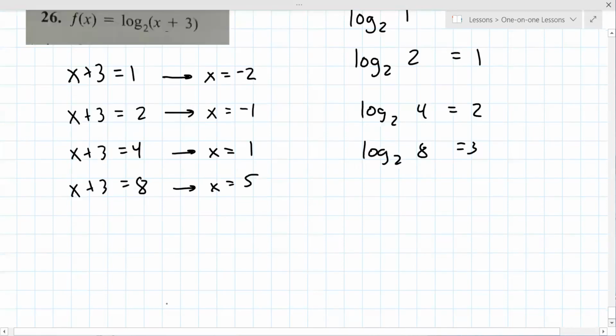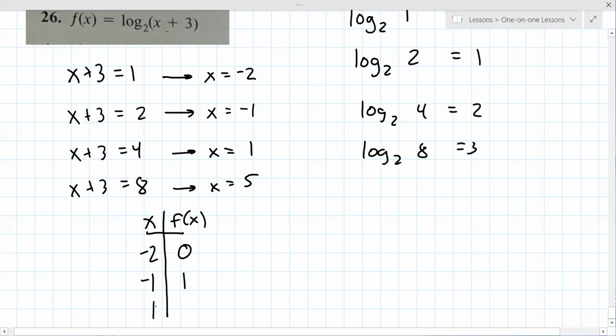We're going to make a table here. Your x values are these ones over in this column, so minus 2. Minus 2 plus 3 is 1. What is log base 2 of 1? I've hidden it, but it's over here. Log base 2 of 1 is 0. Now I'm going to grab negative 1. What is negative 1 plus 3? It's 2. What is log base 2 of 2? It's 1. Log base 2 of 4 is 2. Then log base 2 of 8 is 3.